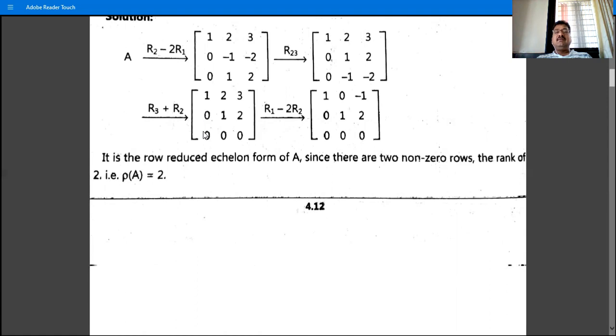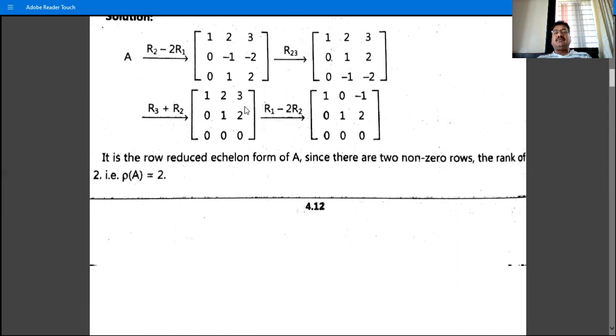So the leading one column number 1 and column number 2 contains leading one. If you observe column number first, other than this one, all the elements are 0. But in the second column, this element is not equal to 0. So we have to reduce this 2 to 0. So the operation is R1 minus 2 R2. So we have this matrix.